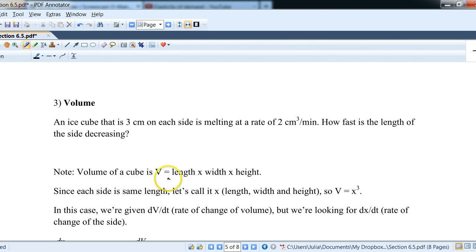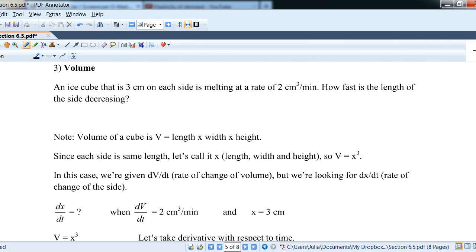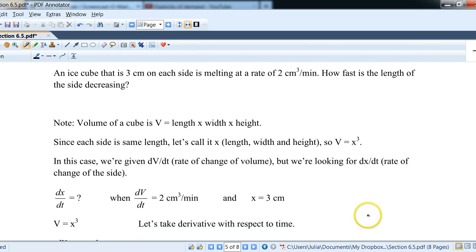So volume of a cube is length times width times height. And if they're all the same, then all three are x. Let's say we call it x. So that means V equals x cubed. And we're looking for dV/dt. We're given dx/dt, I believe. No, we're actually looking for dx/dt, how the side is decreasing, but the rate of volume is given. So once in a while, you're given the rate of volume or area, and you have to work backwards.